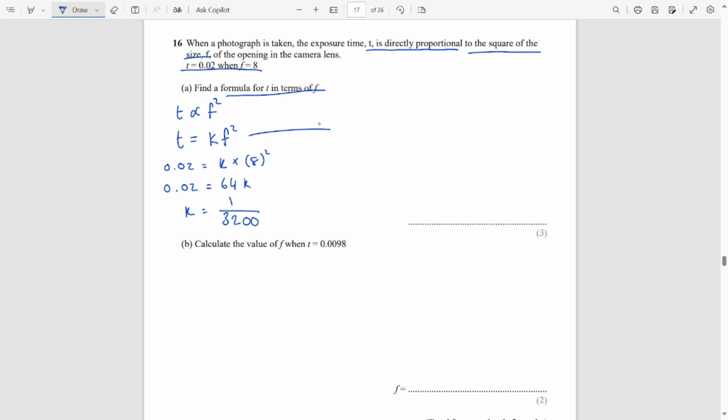Now this is k, this is not the full equation, they want a formula. So I'm going to take this thing here and just replace k. So I have t is, and then k is 1 over 3200 f squared. That is the answer, that can be written on the line.